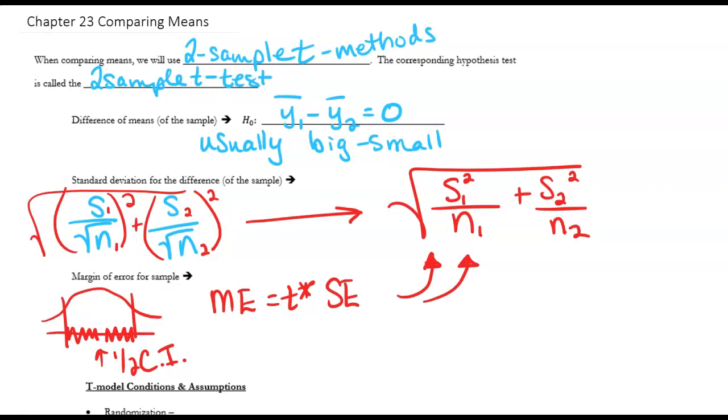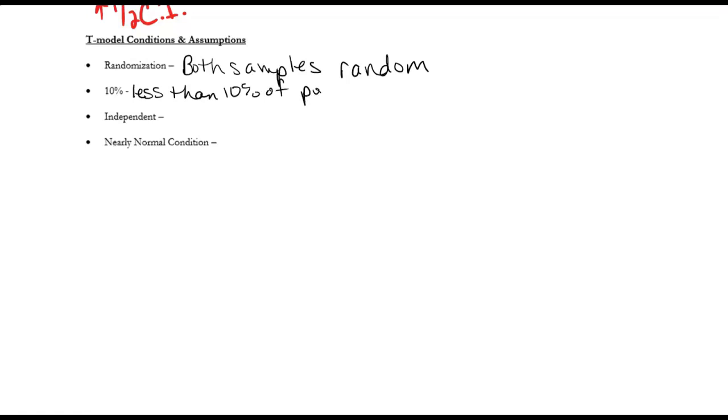Okay, so now let's look at our conditions. We have the same conditions. It has to be random. So you have to ask yourself, are both samples random? Do both samples represent less than 10% of the population? Are both samples independent from each other?